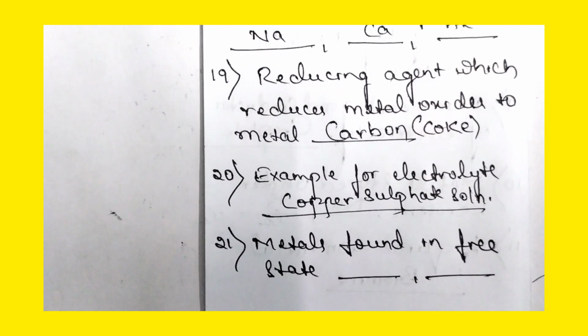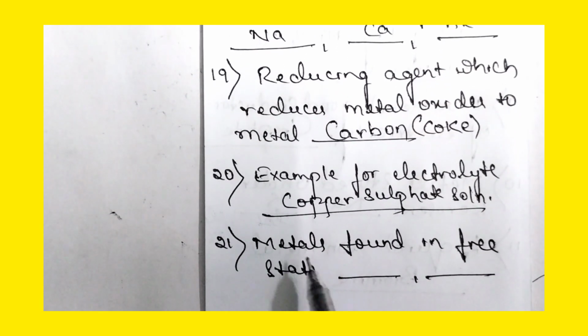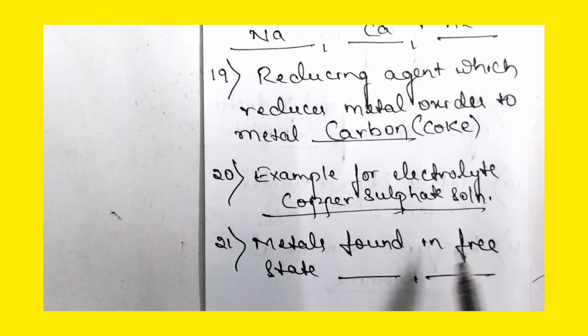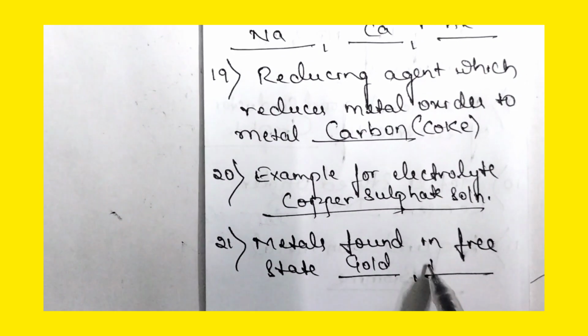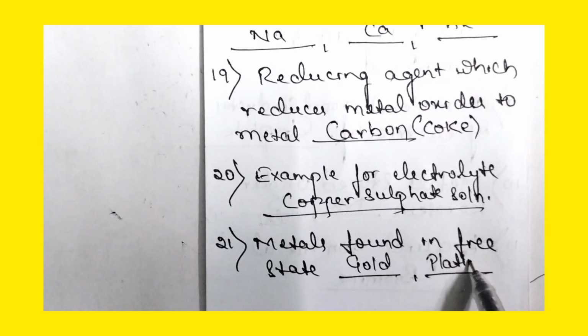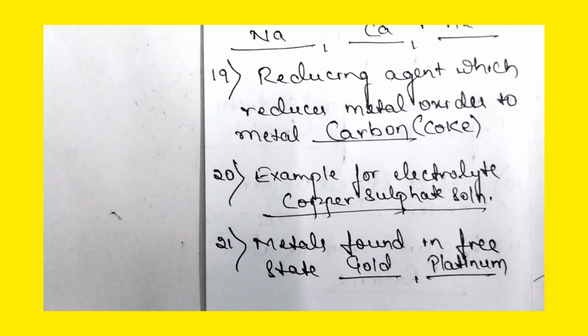Next, coming to the 21st question. In that question, metals found in free state. So the metals that are found in free state are, one is gold, another one is platinum. So gold and platinum are found in free state.